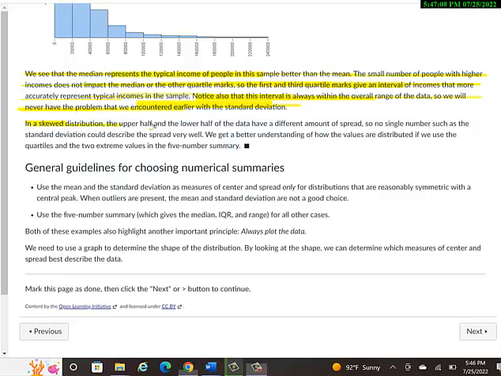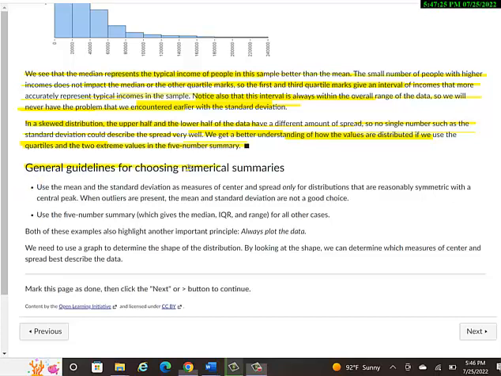In a skewed distribution, the upper half and the lower half of the data have a different amount of spread. So no single number, such as the standard deviation, could describe the spread very well. We get a better understanding of how the values are distributed if we use the quartiles and the two extreme values in the 5-number summary.